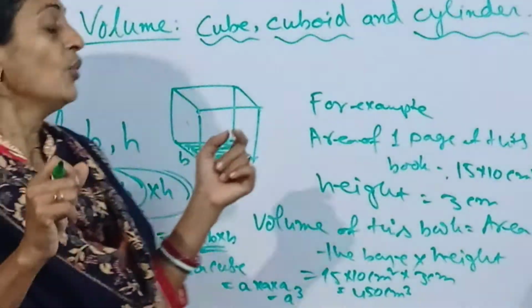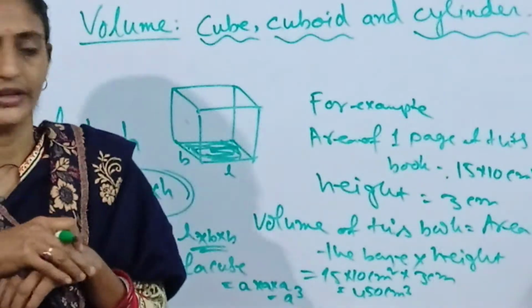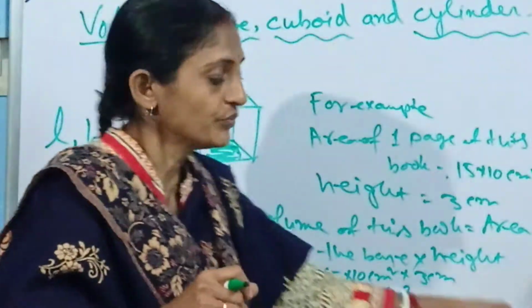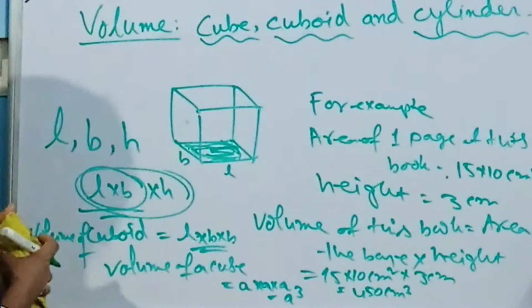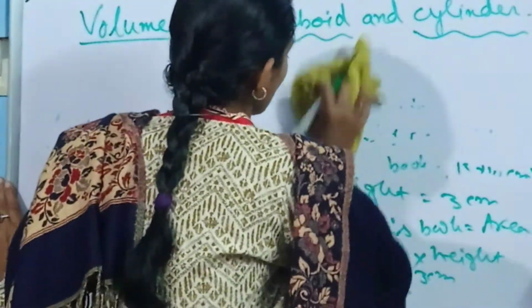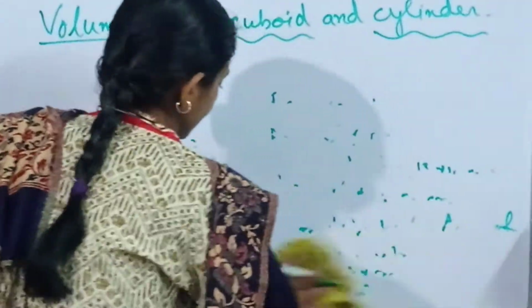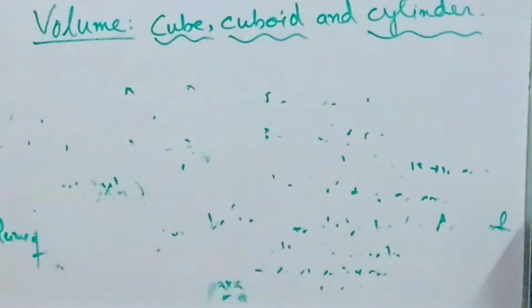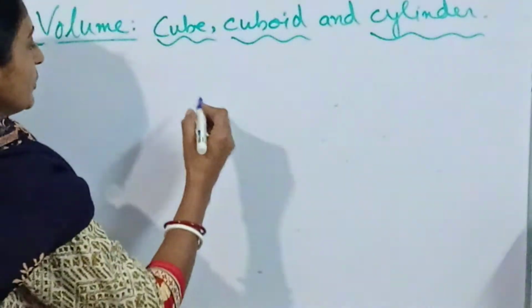Now, what will happen in the case of a cylinder? Let's come to this concept. It's better if we go through the diagram for this one. Let's come to the diagram. If we are talking about a cylinder, what will happen?